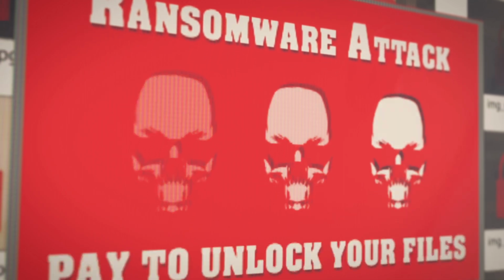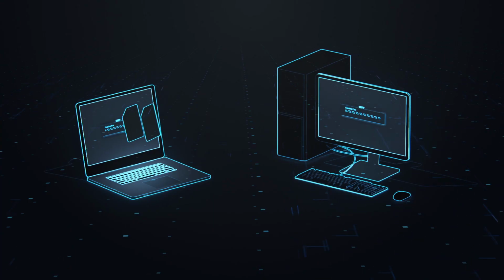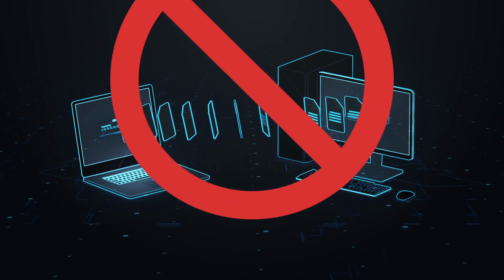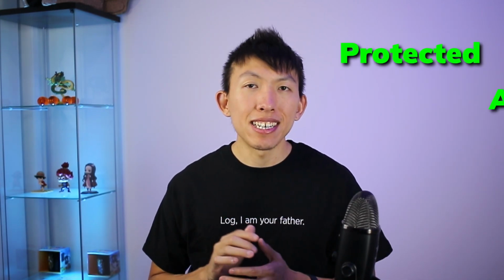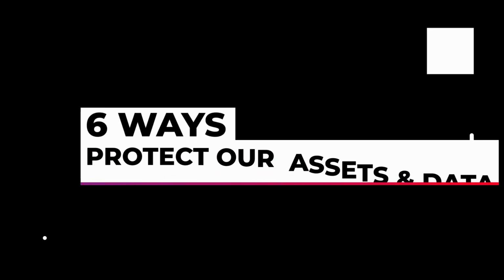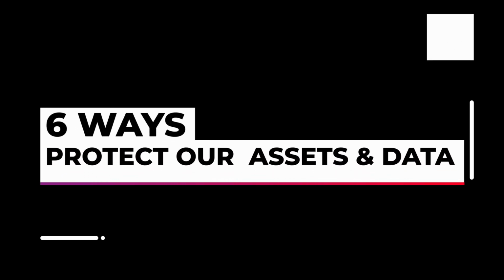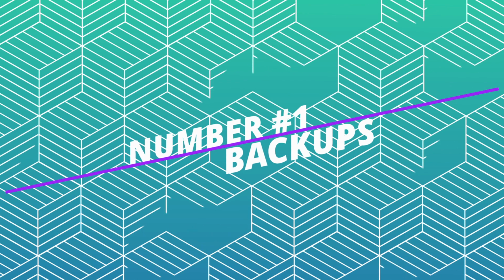I've seen many ransomware cases where companies had lost their data and were not able to recover. I've also seen where personal computers have been compromised and their data had been inaccessible due to data encryption, and no backups existed, making it impossible to recover the data. In today's world, we want to make sure that our data is protected and accessible whenever we need it. Which is why in today's video, I will share with you 6 ways in how we can protect our assets and data. Number 1, have backups.